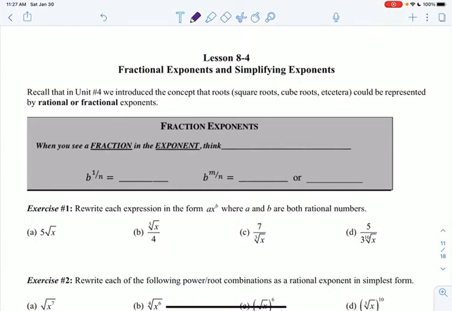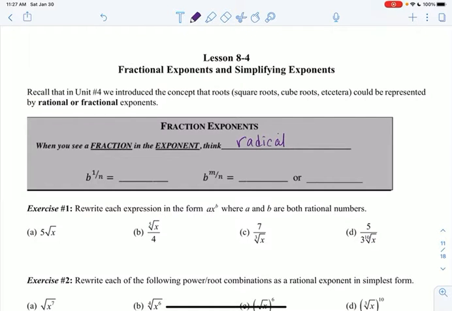Algebra 2. This is Unit 8, Lesson 4, and today we're going to talk about fractional exponents and simplifying exponents. So we talked about fractional exponents already, but we're going to work some more with that. When you see a fraction in the exponent, you're going to think of a radical. If you have a fraction as the exponent, you always want to think a radical.